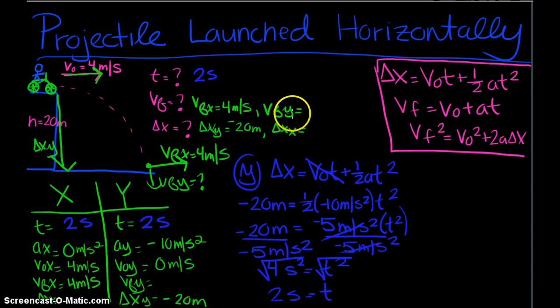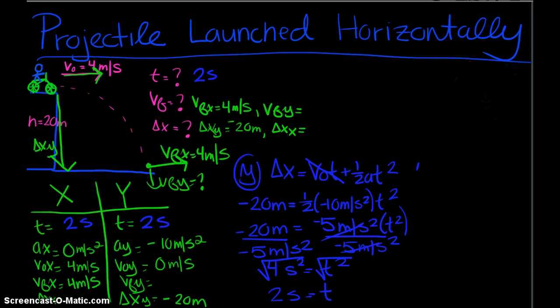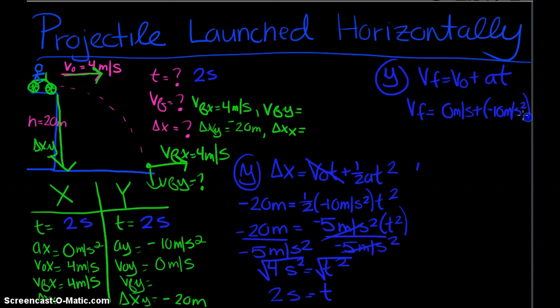Okay, now I can find v final in the y. So I'm going to get rid of these formulas here. I'm going to analyze in the y: v final equals v initial plus at, and I'm looking for v final. V initial is 0, and I've got negative 10 meters per second squared times the time that I just found, which is 2 seconds. So v final is negative 20 meters per second. So now I know v final in the y as negative 20 meters per second.